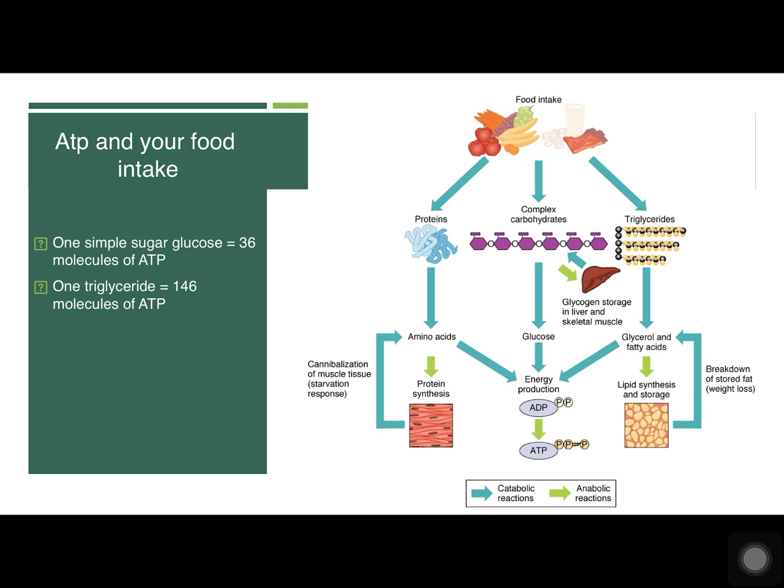So, ATP and your food intake. You have to remember that one simple sugar, or glucose, is equivalent to 36 molecules of ATP, and one triglyceride is equivalent to 146 molecules of ATP. As you can see here in the picture, when you eat your food, it will be separated into proteins, complex carbohydrates, and triglycerides. Now, the majority of complex carbohydrates will go to energy production, and if there is excess, it will be stored as glycogen in the liver and skeletal muscle.